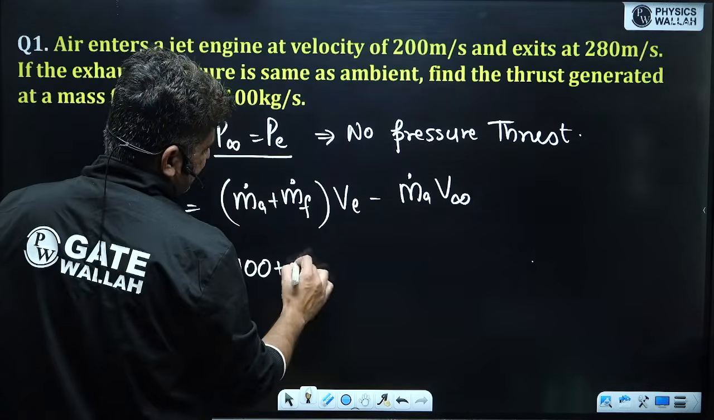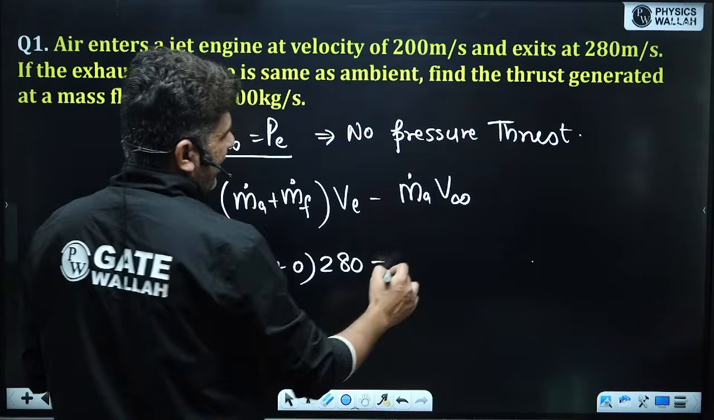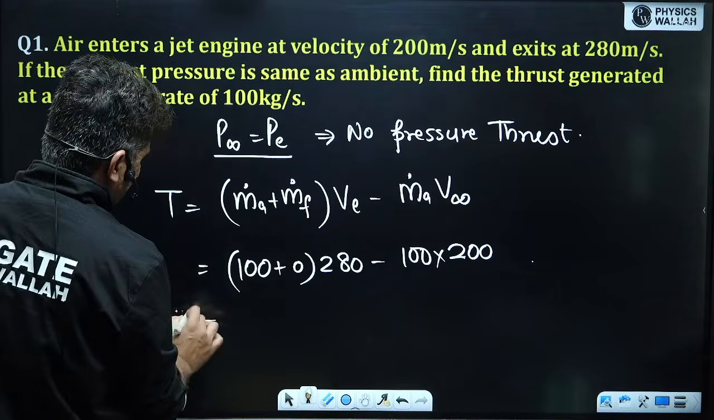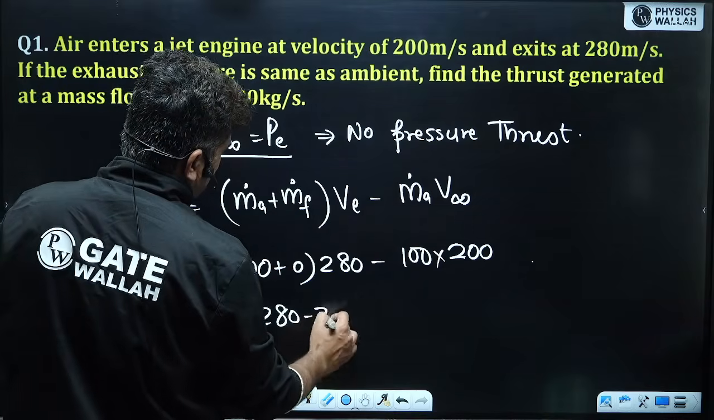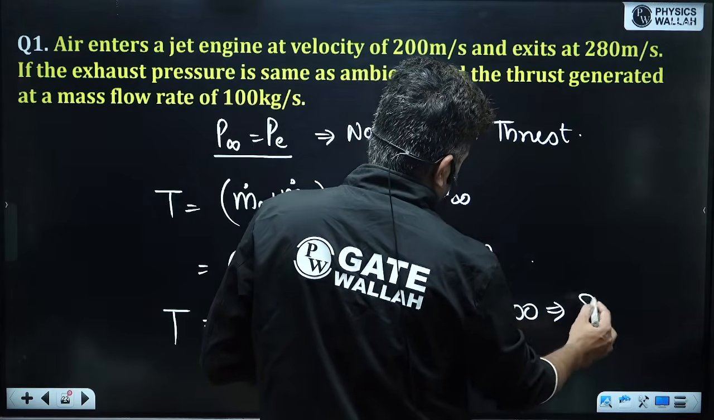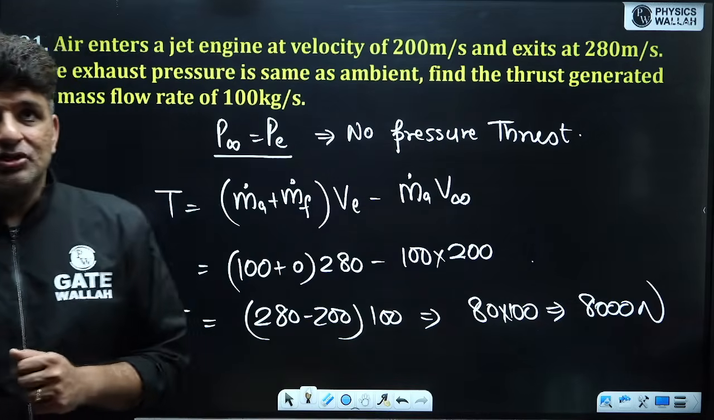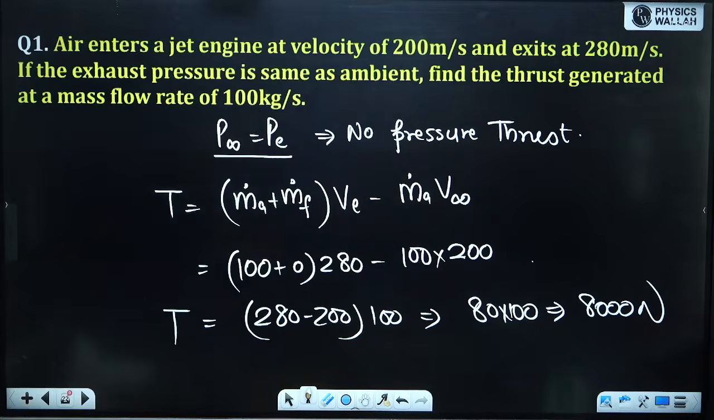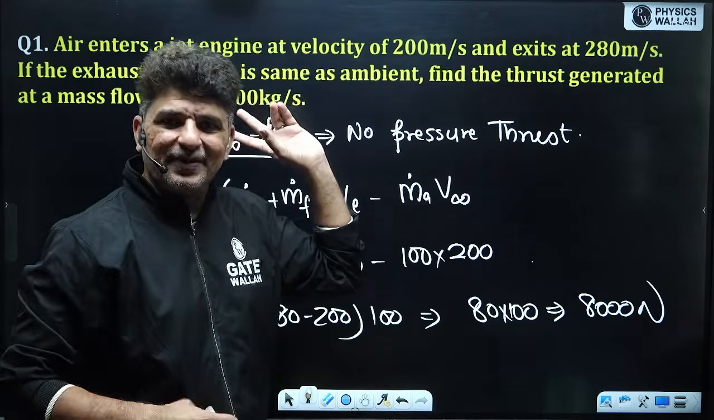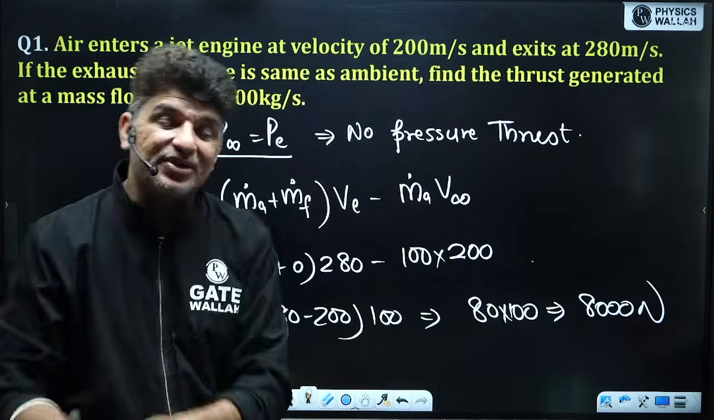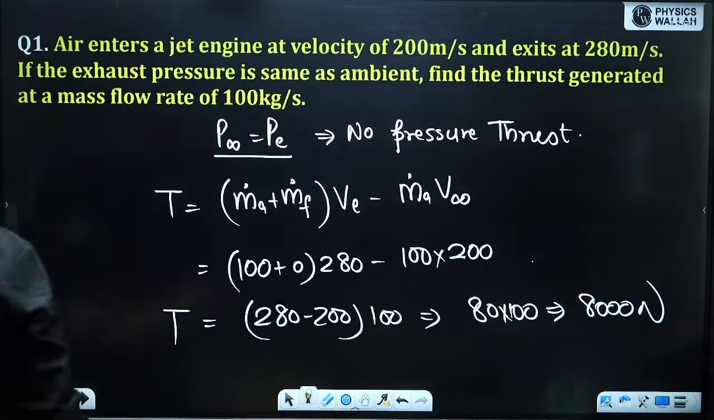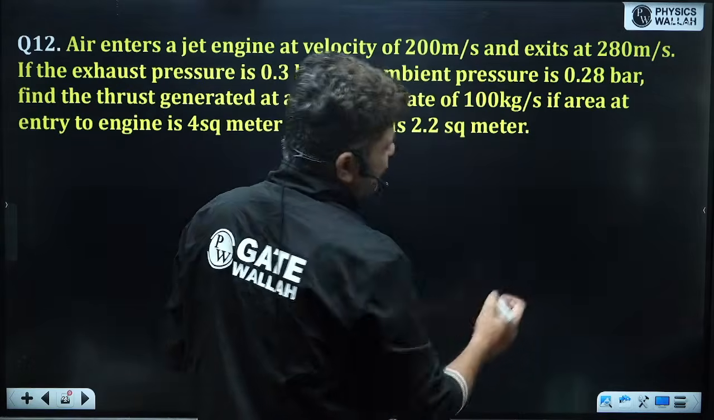So 100 plus 0, multiplied by exit velocity 280, minus 100 multiplied by inlet velocity 200. The thrust generated would be equal to 280 minus 200 into 100, that is 80 into 100, that is 8000 Newton. So the thrust generated would be equal to 8000 Newton. This was very simple, because if you have understood the first two principles, Newton's second law and the pressure force, then you can solve these within seconds. Understood? Very good.